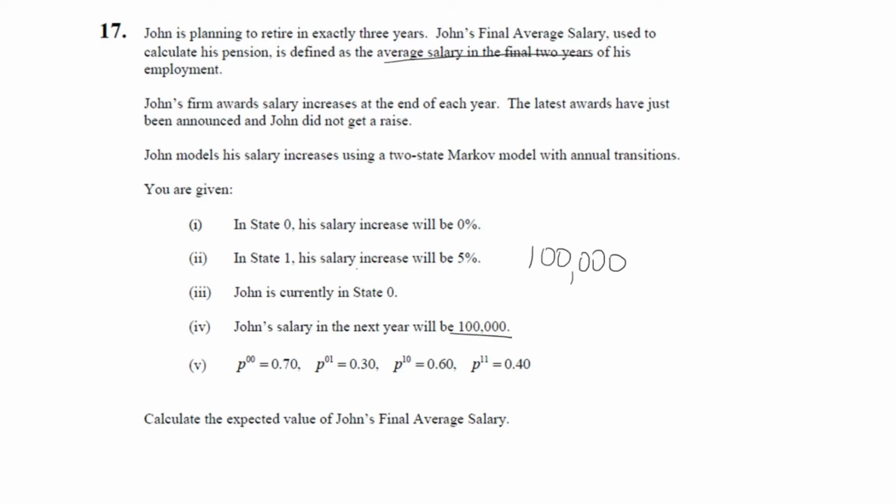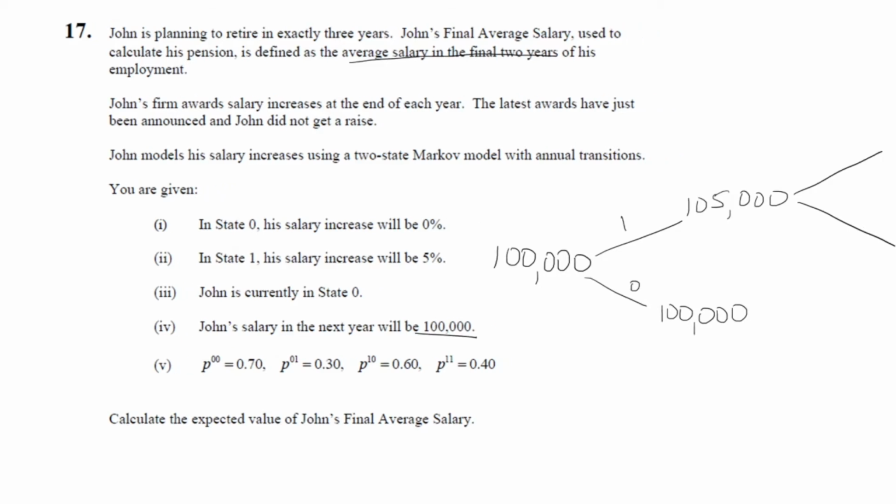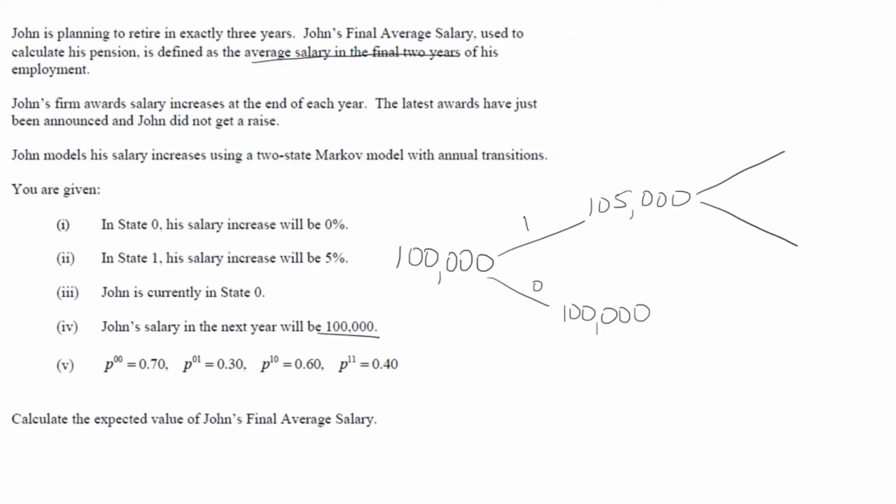So if he goes to state 1, his salary increases by 5%. So that would just be $105,000. Or if he goes to state 0, it stays the same. It's $100,000. And we're looking for the final 2 years. So now we just need another year.